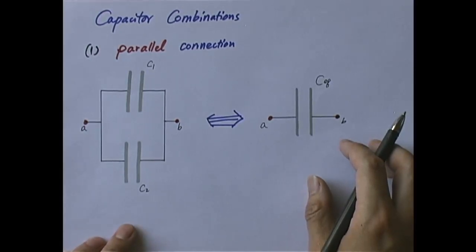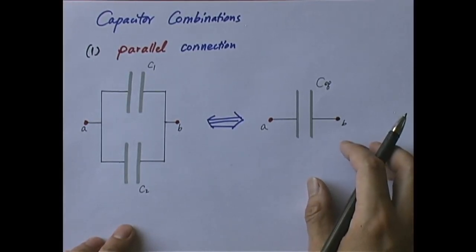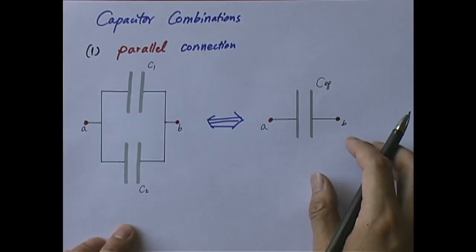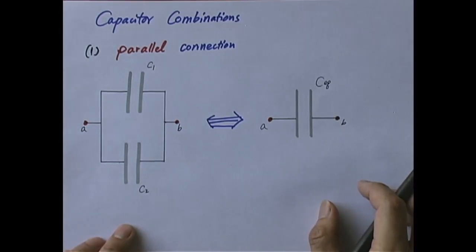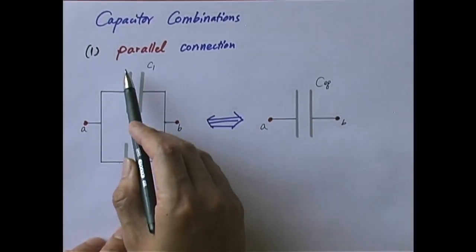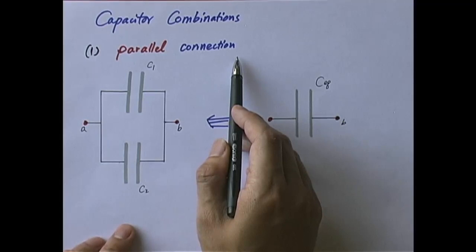And there are a number of common connections. There are two types. One is called a parallel connection and the other is called a series connection. We're going to study them one by one. The first one we study is the so-called parallel connection. And what do I mean by that?